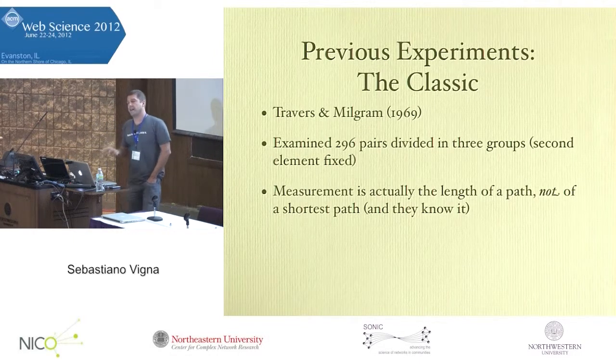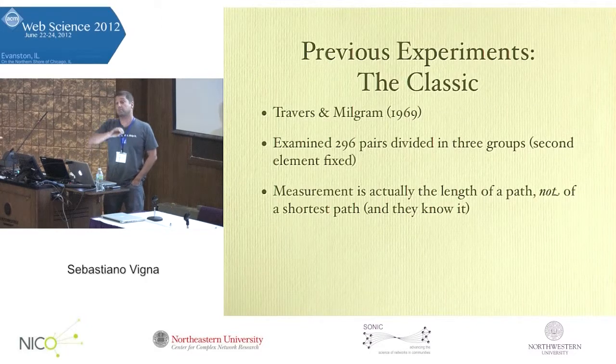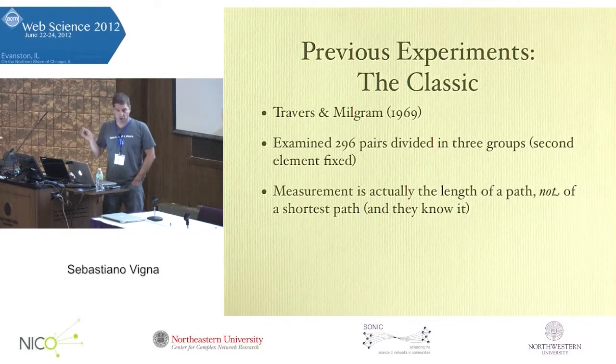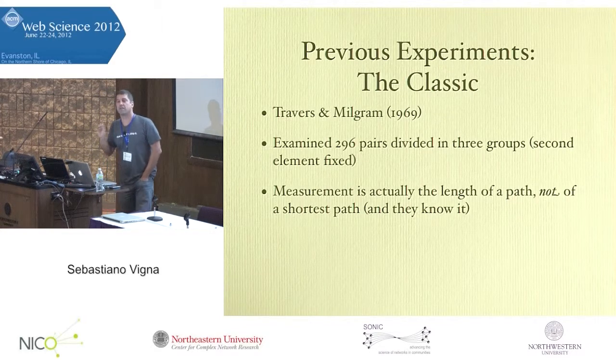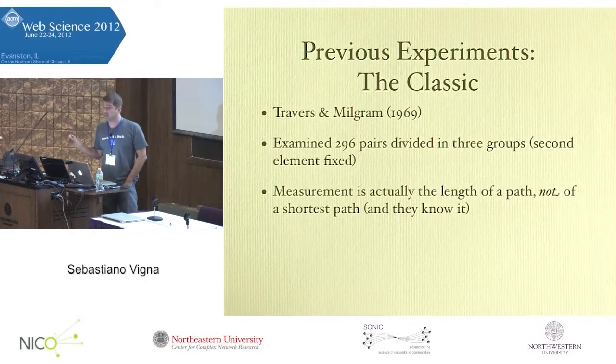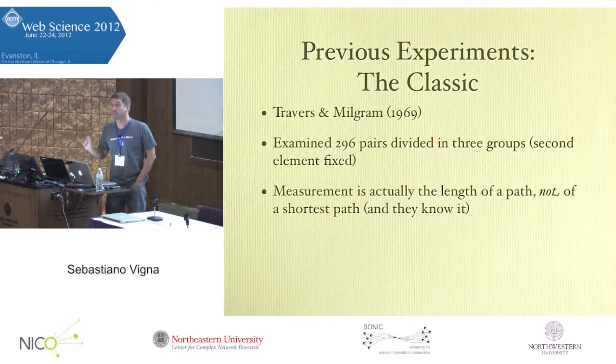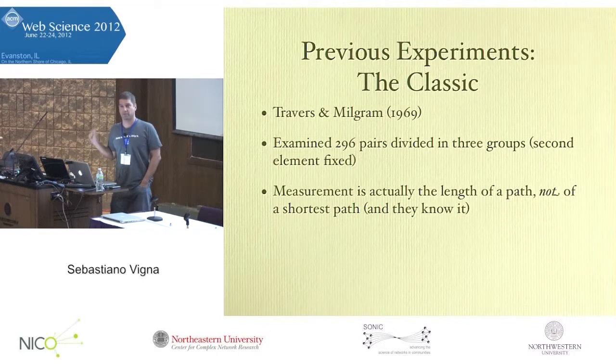Note that what they actually measured is the length of a possible path of friendship, but not the shortest path. This is a source of a lot of confusion in the literature, even recently, so I'll underline this. Milgram and Travers are perfectly aware that this is an upper bound. At the end of the paper, they actually state, unfortunately, this is an upper bound. If we had a more detailed description, we would get better results.